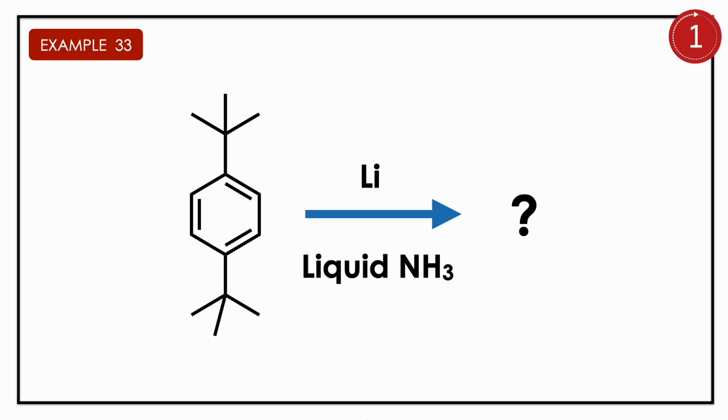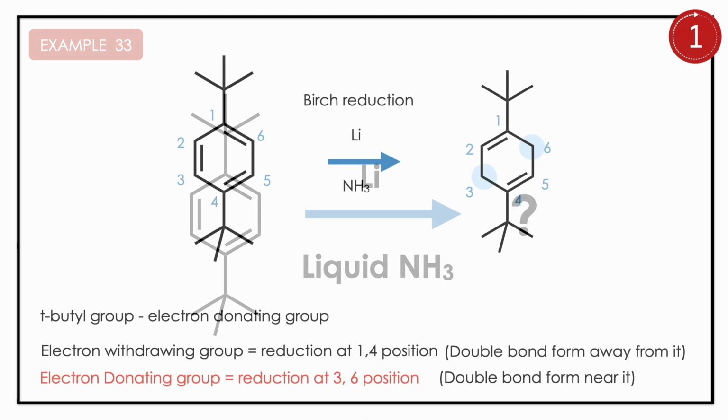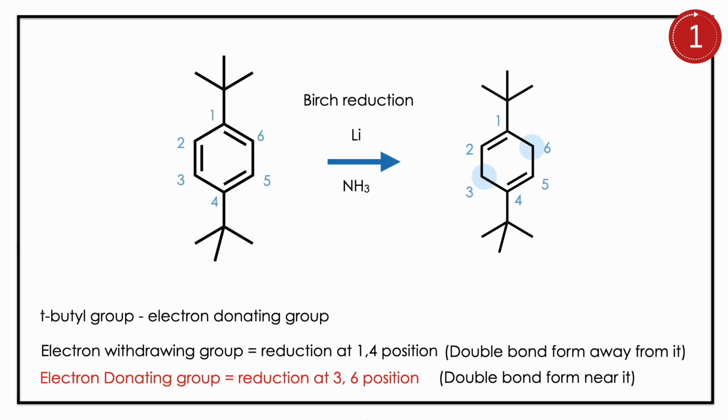Then the next example: you have benzene with a tertiary butyl group, and you are using lithium and liquid ammonia. You should find what will be the final product. The starting material is benzene with a tertiary butyl group. The tertiary butyl group is a well-known electron donating group because of hyperconjugation and plus I effect. So the reduction happens away from that, because an electron donating group destabilizes the anion. So reduction happens at the 3rd and 6th positions.